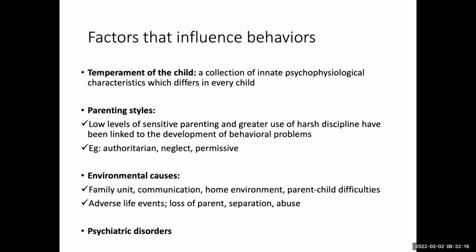So before that, we talked about the function of behavior. Now we go into the factors that influence these behaviors. So first is the temperament of the child. Temperament means a collection of innate psychophysiological characteristics which differ in every child. So what does it mean actually? This collection of characteristics is attributed to the genetic and environmental effects on a child's development of the personality. So researchers identified that temperament is a spectrum ranging from an easy child at one end and a difficult child at the other end.